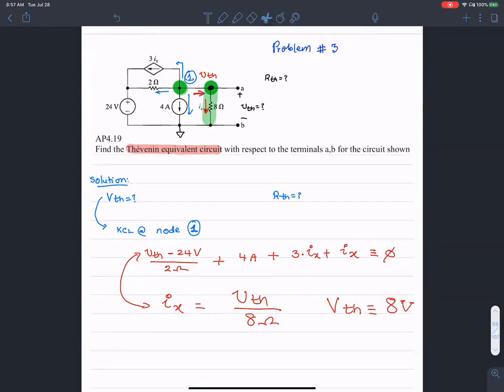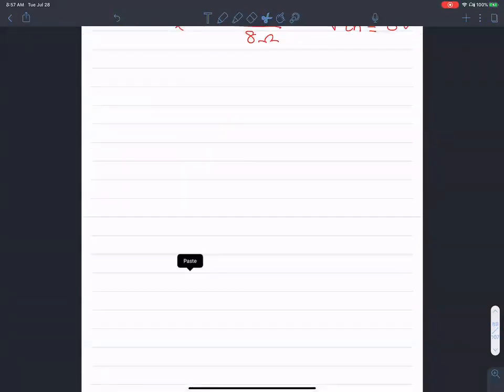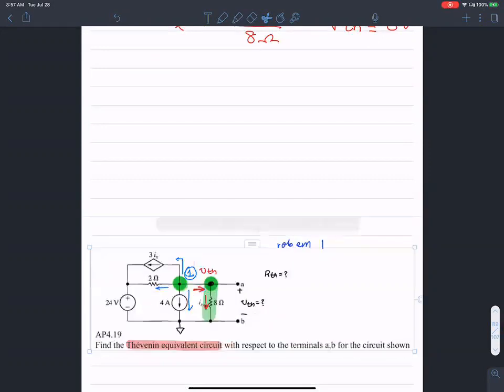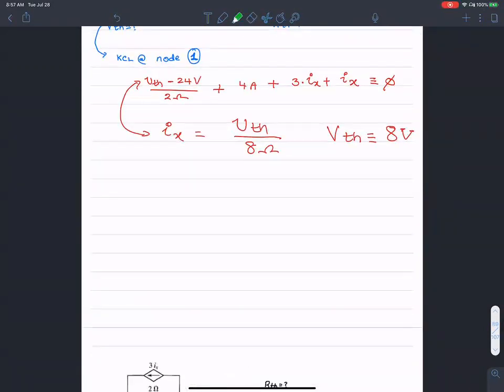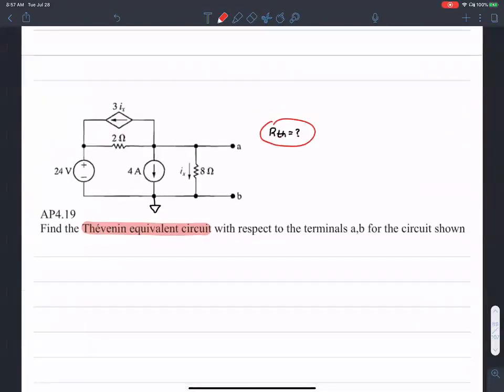Let me copy this, and I'm going to paste it over here. Clean this up a little bit. We found V Thevenin to be 8 volts, and now the next step is to find R Thevenin. What is the value of R Thevenin?